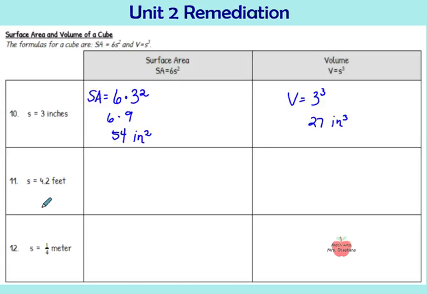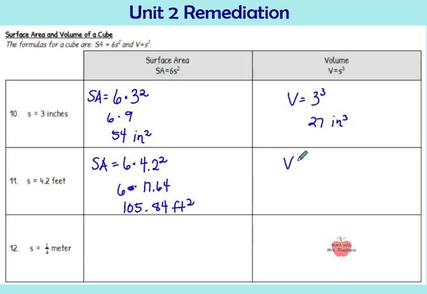Numbers 11 and 12, do not let the decimals and fractions confuse you. All it means we need to do is plug in 4.2 into your formula. So 6 times 4.2 squared. When you work out 4.2 squared, you will get 17.64. And then 17.64 times 6 is 105 and 84 hundredths. Your units would be feet squared.